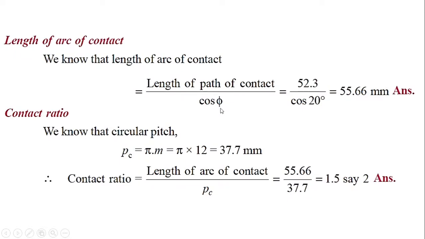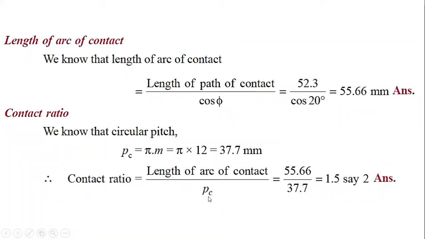Phi value is already known. Phi is 20 degrees, and we can get the length of arc of contact. Arc of contact is equal to 55.66 millimeter. Now, contact ratio is nothing but length of arc of contact divided by PC. PC is the circular pitch.